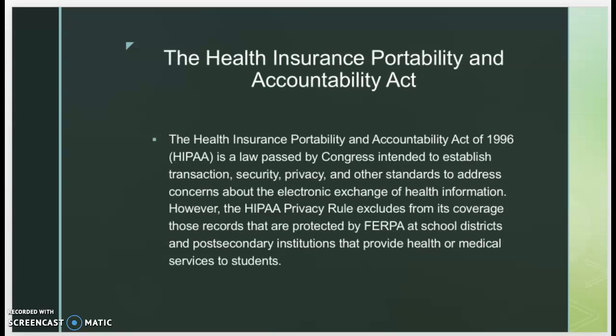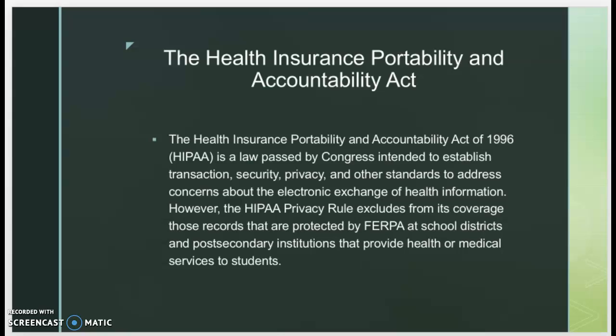Another act that we don't think about school systems when we hear about is the HIPAA laws, but it does include schools because we have so much health information on our students. It is the Health Insurance Portability and Accountability Act. It was a law passed by Congress intended to establish the transaction security, privacy, and other standards to address concerns about the electronic exchange of health information.